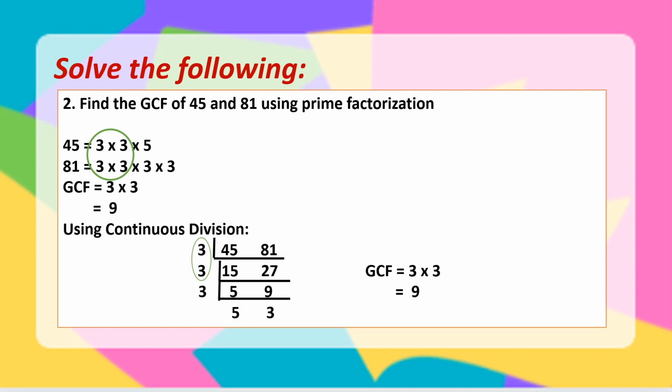So, 5 divided by 3 cannot be divided. So, all we have to do is bring down 5. Then, 9 divided by 3 is 3. Now, the GCF, or the common, is 3 times 3. And that will give us 9.